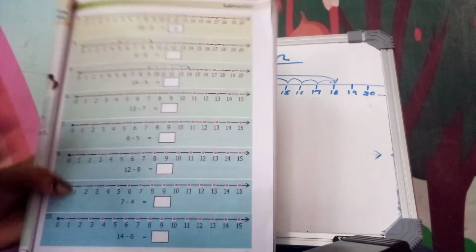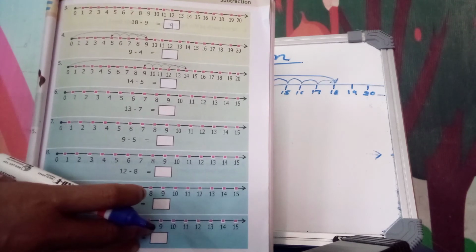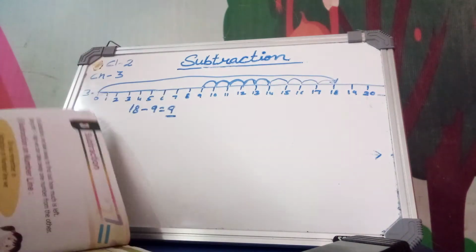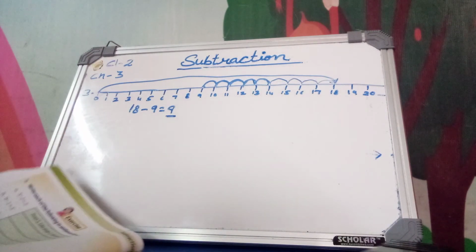Here are more questions for you. Do these questions yourself. Do more and more practice of these sums. Now turn to page number 30.